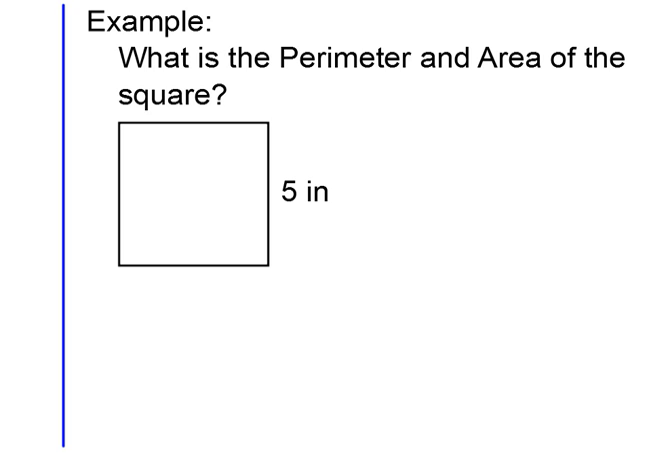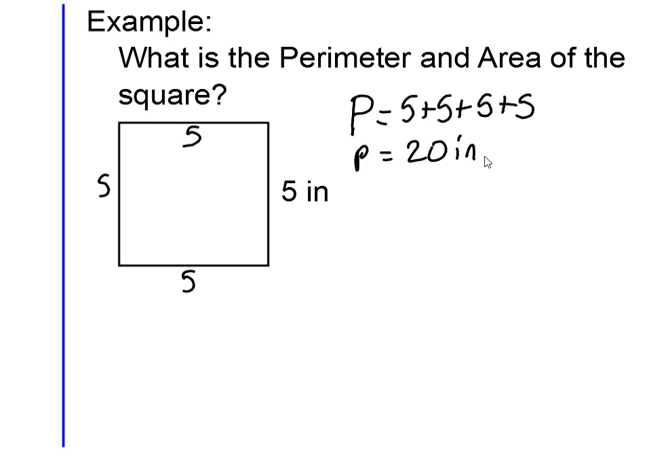Let's try a quick example. What is the perimeter and the area of the shape below? The shape below is a square. To find the perimeter, we're going to add up all the sides. The sides are 5, 5, 5, and 5. So that's 5 plus 5 plus 5 plus 5. So our perimeter is a total of 20 inches.